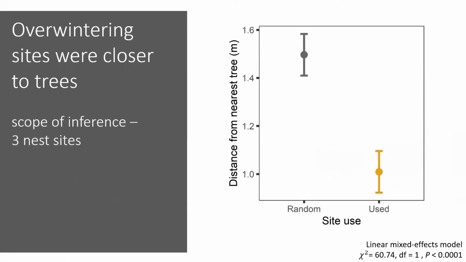We also found that overwintering sites seem to be closer to trees than the random points that we measured. The random points were on average 1.5 meters away from the nearest tree, whereas the sites that were used by bumblebees were on average a little over 1 meter away from trees.